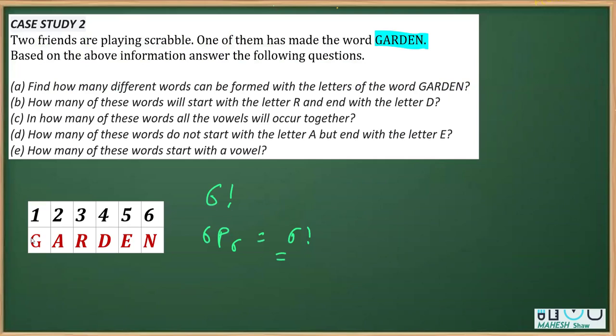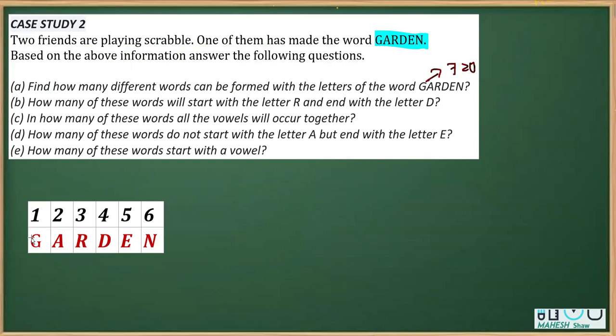And 6 factorial is what? 6 into 5 into 4 into 3 into 2, that is 720. Since we have to find distinct words, we can say that the answer for this part will be 720. There is no repetition, and moreover there are no letters which are repeating, so this will be the answer for the first part.